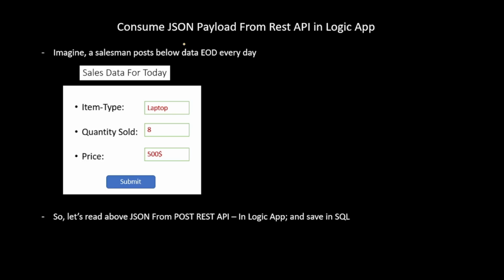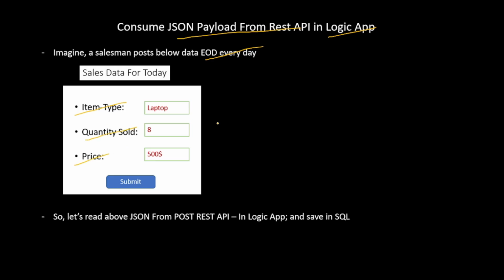Hey guys, so we want to consume JSON payload from REST API in Logic app. And now let's try to understand this requirement with this example. So imagine we have a salesman who submits the below data every day. That means he submits the number of items which he sold on that day. And this data is item type, quantity sold, and then price.